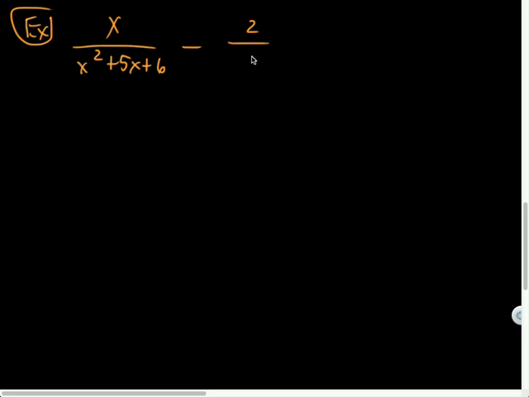Let's try another problem. Pick it up a notch. Here we go. What if I've got x over x squared plus 5x plus 6, and I'm subtracting this time. Oh, I love it. I love it. 2 over x squared plus 4x plus 4.